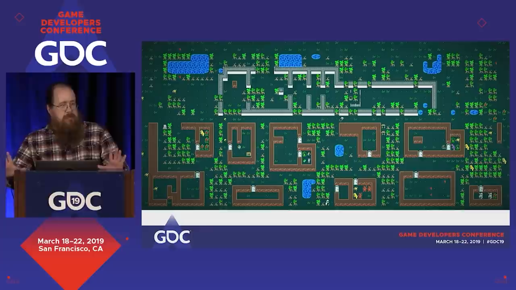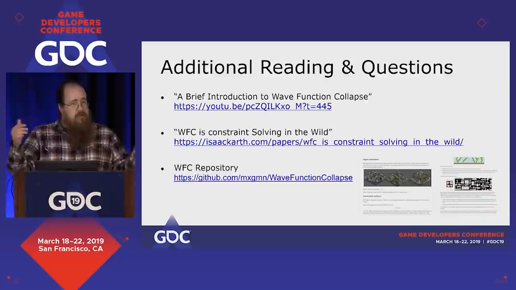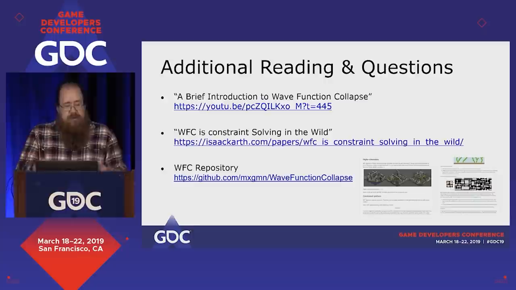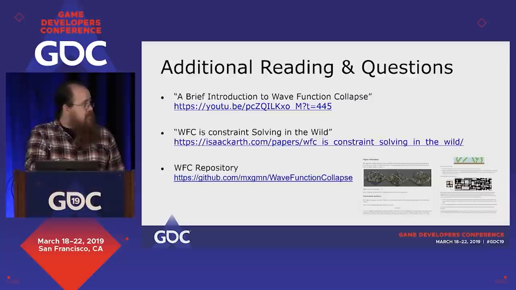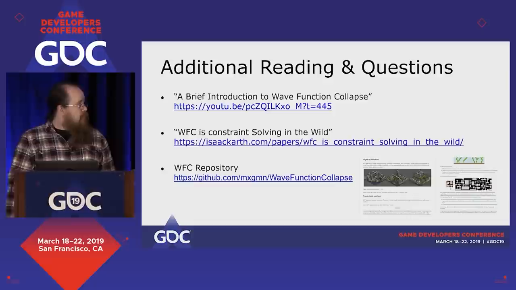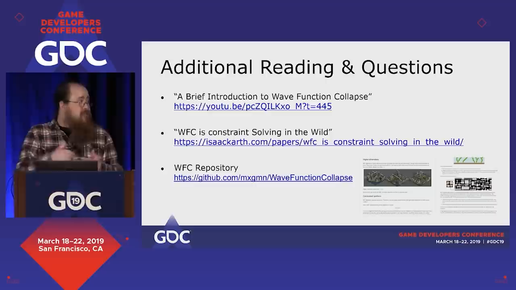Pretty simple. So there are some really good papers in the wild. Isaac Carter has written a good one called WFC is Constraint Solving in the Wild. If you want to go really deep down into how the algorithm works, you can go grab that. The repository is a really excellent resource. Unlike a lot of repositories, it's really excellently documented. It's got source code in 30 different languages, because as you can see, it's like a super easy technique and a super powerful one. And so it's very easy to plug into your project and go.